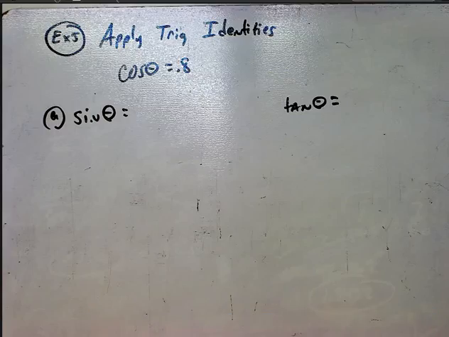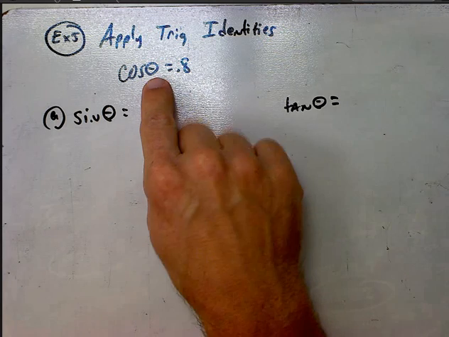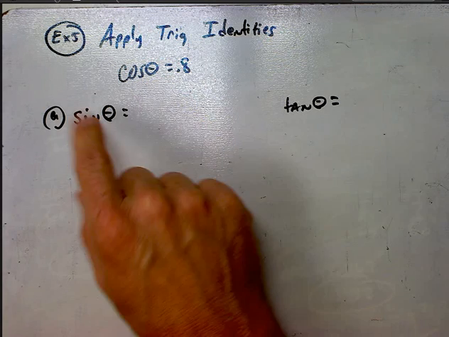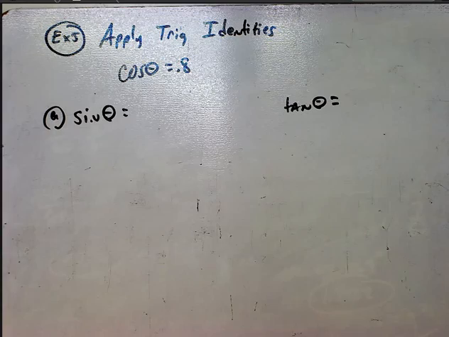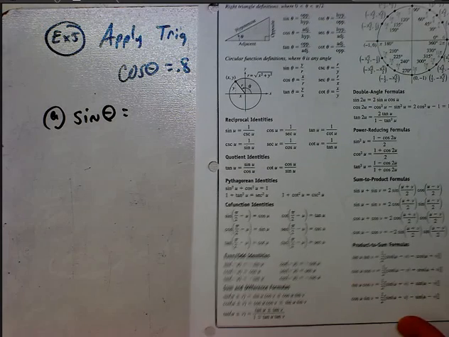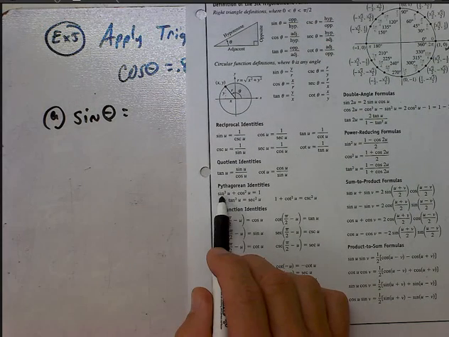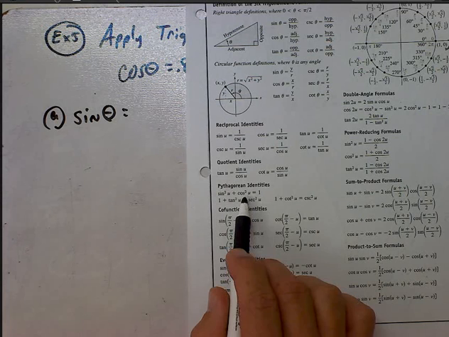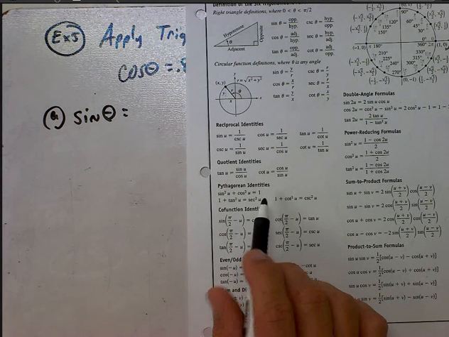For example 5, it wants us to apply some trig identities. It's given that the cosine is 0.8, and it wants us to find the sine. So I look at my handy dandy cheat sheet here, which you should have. I'm going to look right here, and I see that sine squared plus cosine squared equals 1, and that should do it for me since I already know cosine.